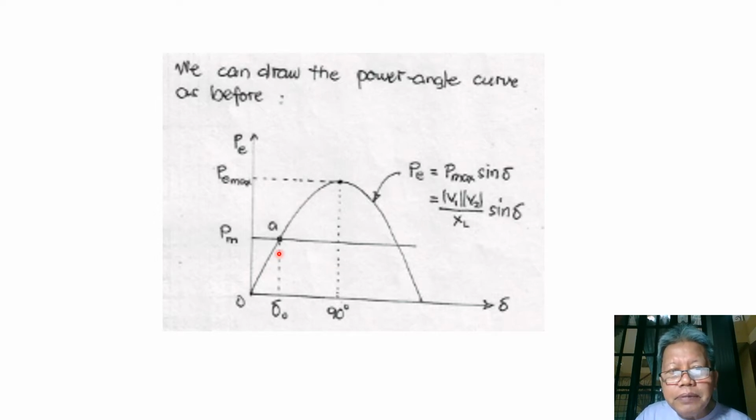And we have here the operating point of our generator at point A, where we have the mechanical power input equal to PM. So at A, PM is equal to PE, where the generator has an initial rotor angle displacement of delta O. So this would be the equilibrium condition of our generator.